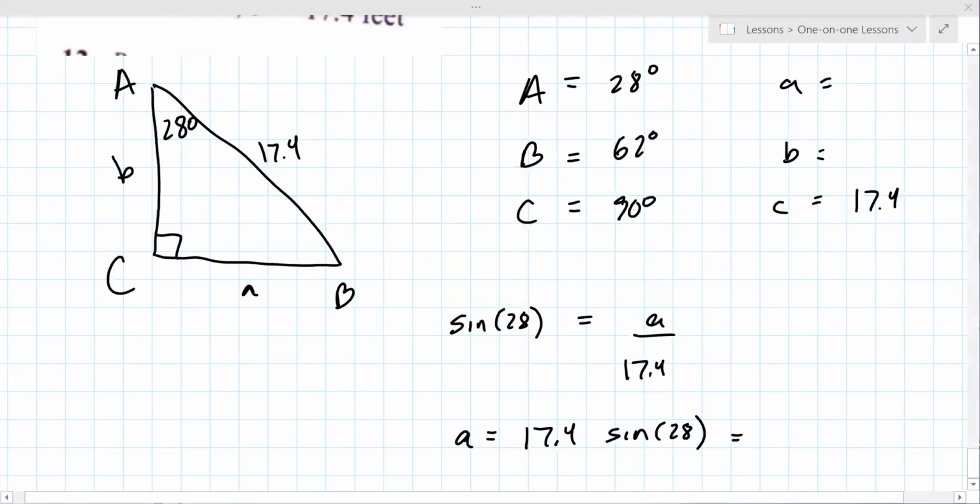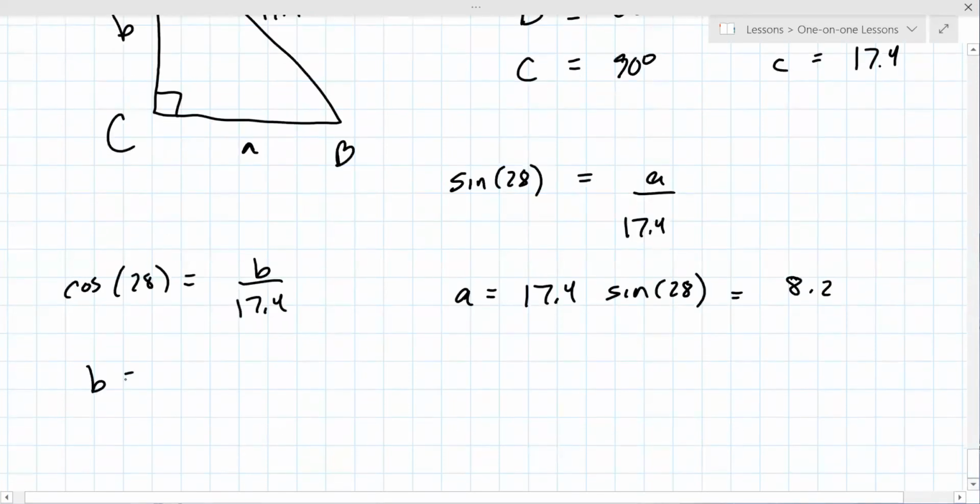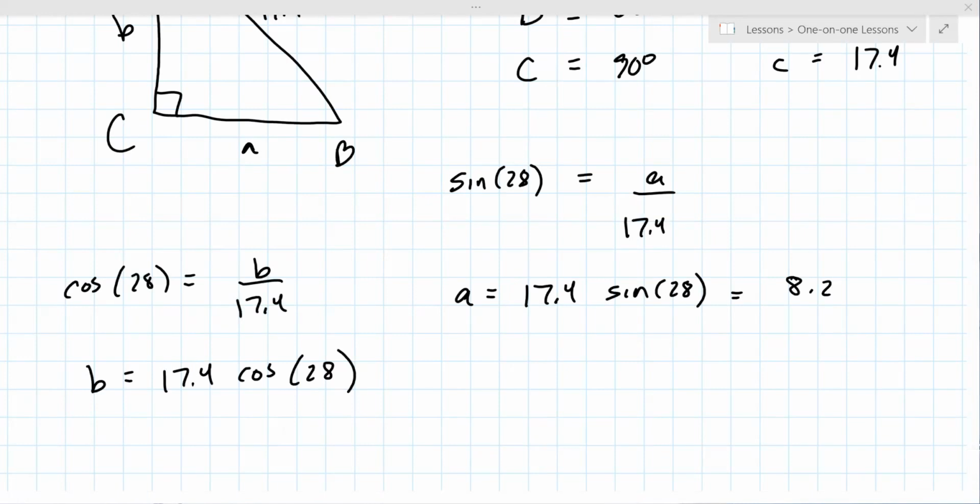Oh, you're waiting on me to do that. All right, so 17.4 times sine of 28, 8.2. So that's 8.2. All right. The cosine of 28 is B over 17.4. So B is 17.4 cosine of 28. So that's 15.4. B is 15.4 meters, right? Yeah, whatever the units are on that.